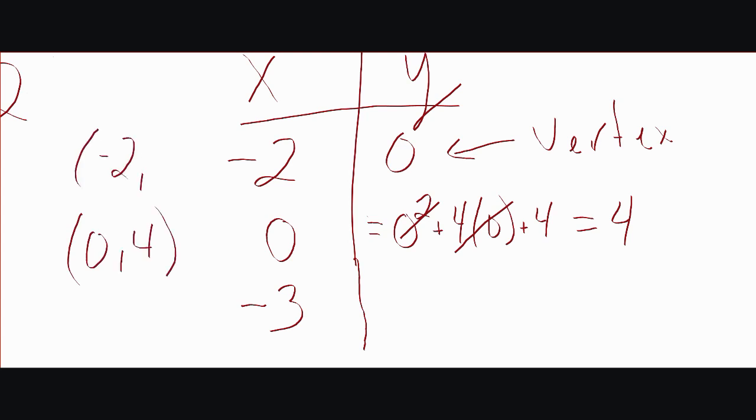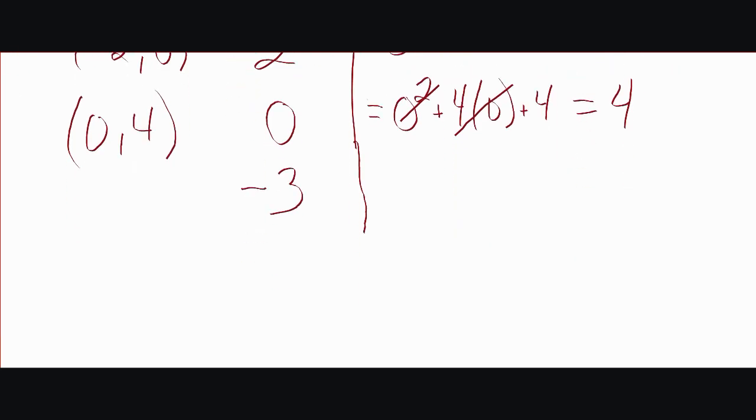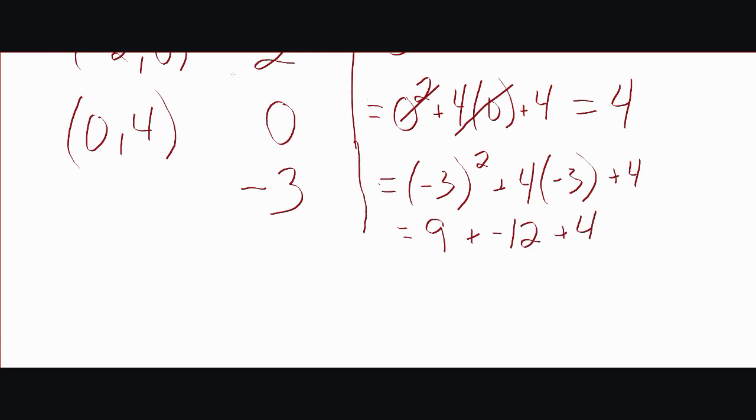So far I have my vertex, negative 2, 0, my first point, 0, 4, and now I need to find another point, and I'm using negative 3 as my x value. So I plug in negative 3. Negative 3 squared plus 4 times negative 3 plus 4. Negative 3 squared is 9, plus 4 times negative 3 is negative 12, plus another 4. So 9 plus negative 12 is negative 3, plus 4 is 1. So my last point here is negative 3, 1.